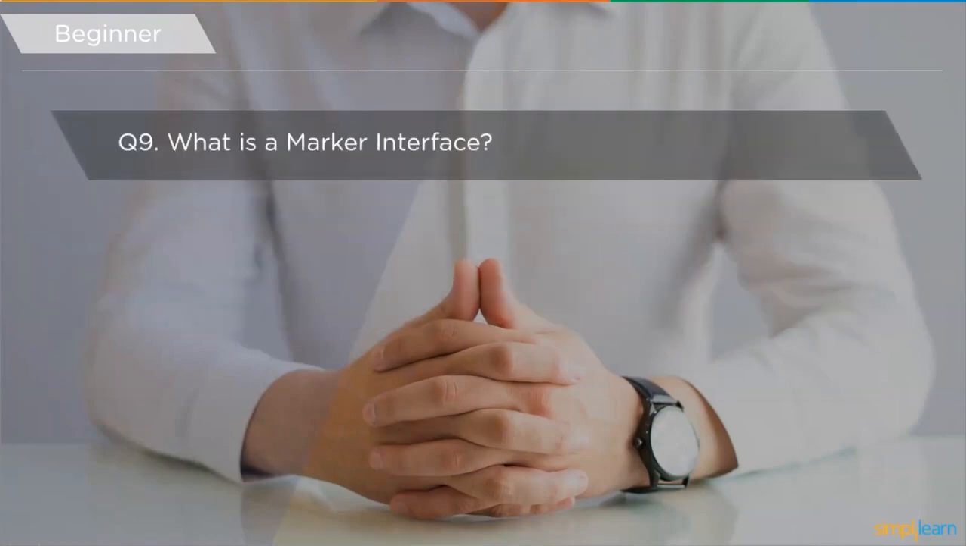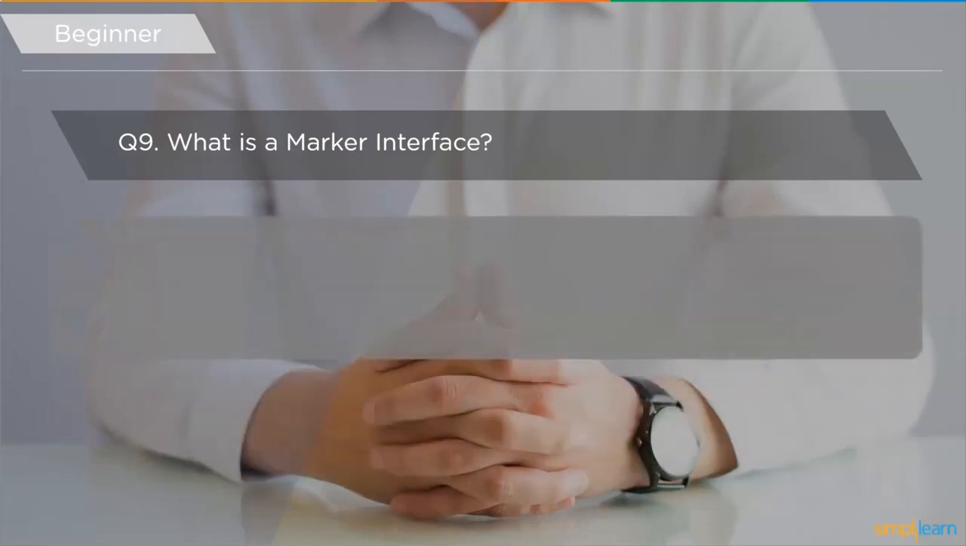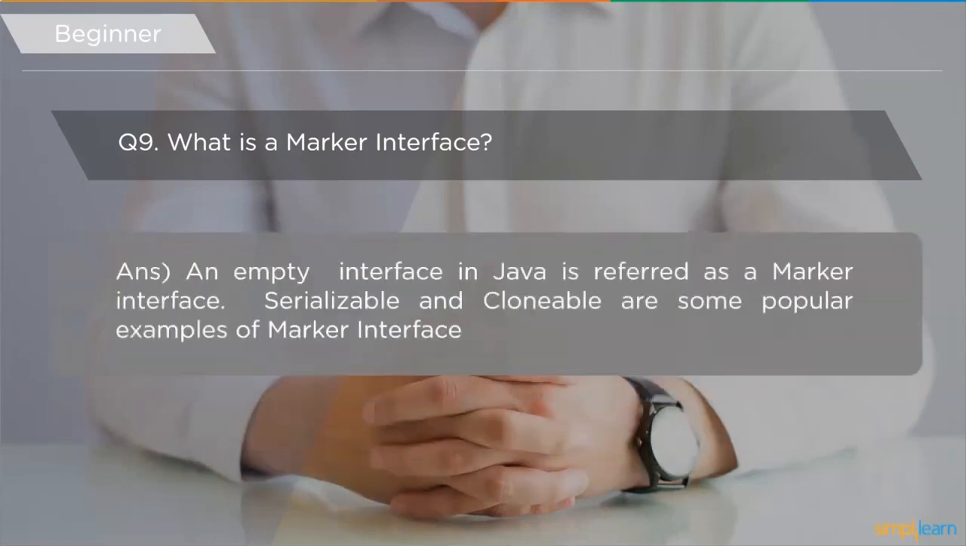What is a marker interface? So the answer for this question is an empty interface in Java is referred to as a marker interface. Serializable and Cloneable are some of the popular examples of marker interface. So basically a marker interface is just another interface, but normally in an interface we provide some signatures. So these signatures belong to particular methods.